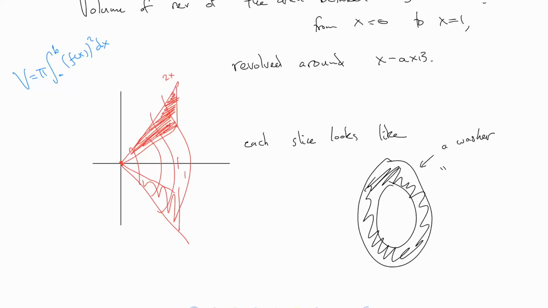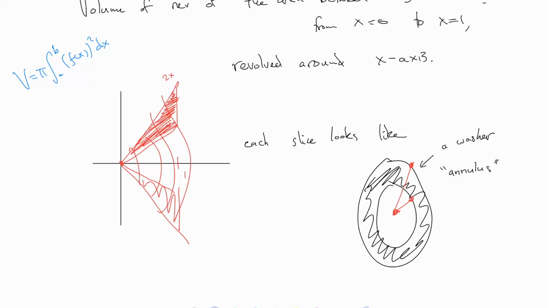It's a sort of disc that has a ring shape, right? This is called an annulus. Yeah, that's what it's called. Anyway, each slice looks like this. It has what we are going to call an outer radius and an inner radius.